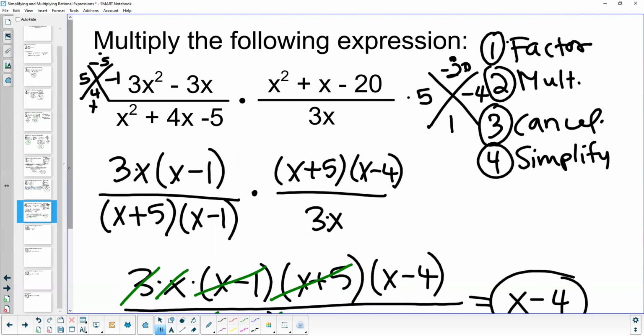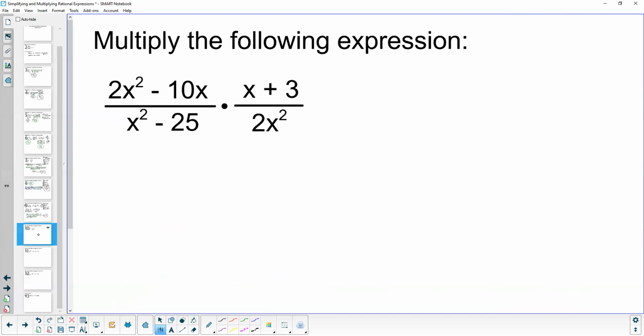Like, if you saw this problem, would you have ever guessed that it would simplify down into x minus 4? Never, right? Isn't that so awesome how we can multiply these polynomials together and simplify them that way? Let's take a look at a couple more examples. This is another example in that same form. So we want to make sure that we are following those steps.